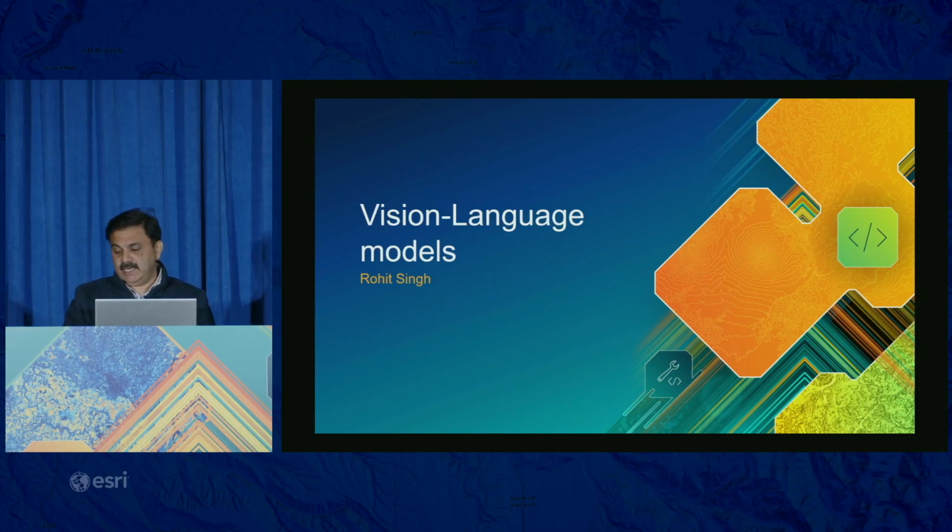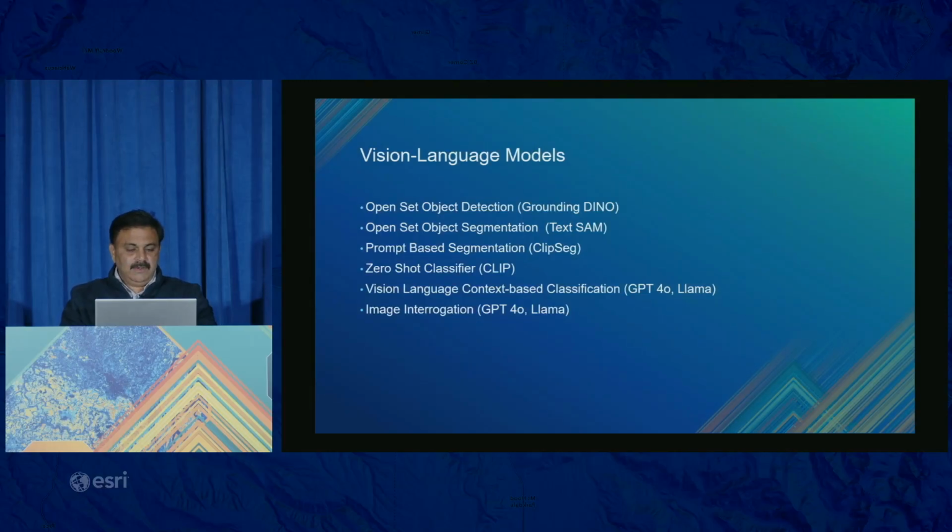Now let's talk about vision language models, combining vision with language. Starting from the simpler to the more capable or sophisticated models, it started with open set object detection models. Open set means you just give it any phrase or word, and it'll detect that object in the image in the form of a bounding box. Then, like I said, you could feed it into SAM and get a segmentation of that. That's how we implemented text SAM.